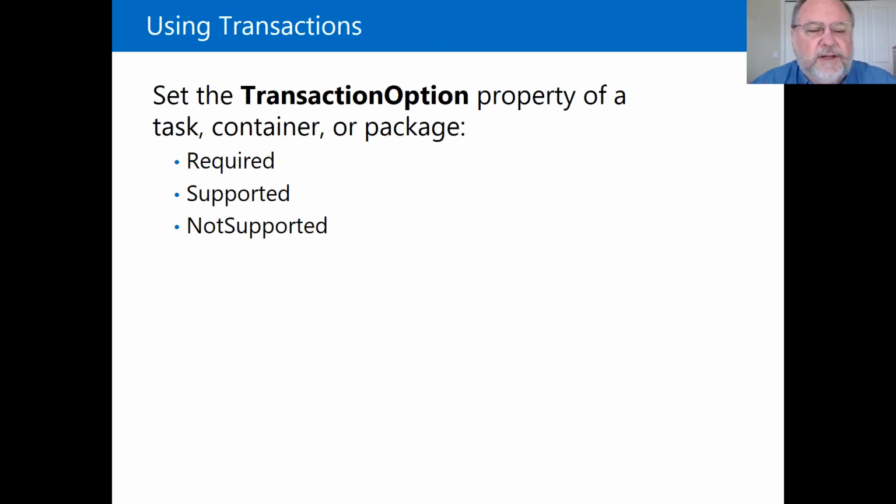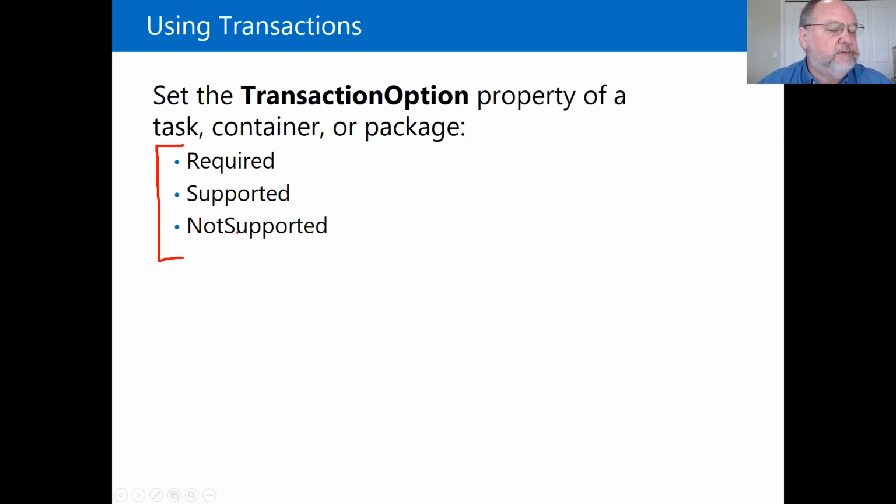We also have transactions that we can use. Transaction options are basically, there are 3 ways to set them, and I'm assuming that you know what a transaction is normally in T-SQL, and so I'll just build on that. When you look at an individual task or a container or a package, there's a property called transaction option, and it can be set to any one of these 3 possibilities: required, supported, not supported.